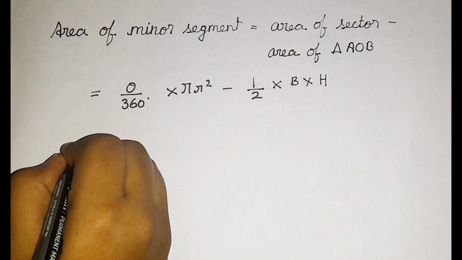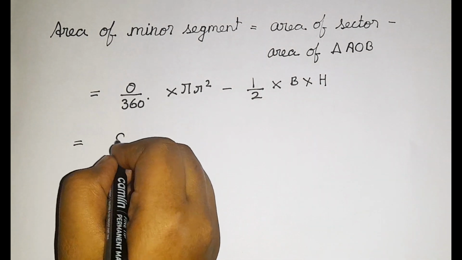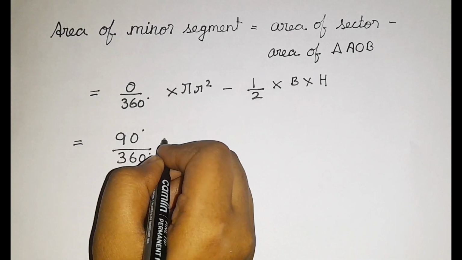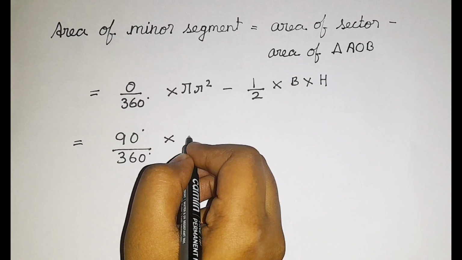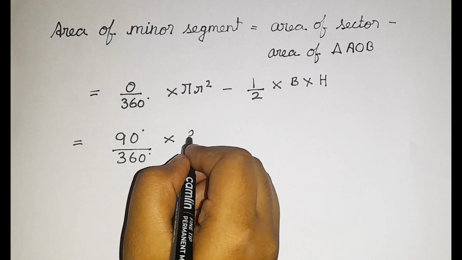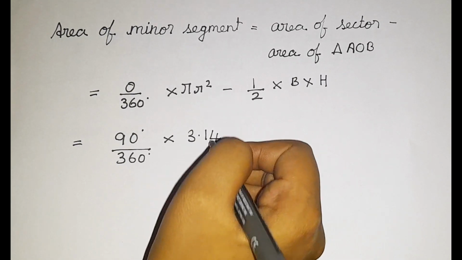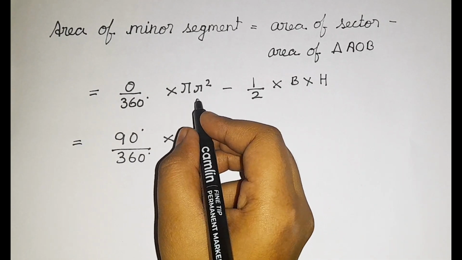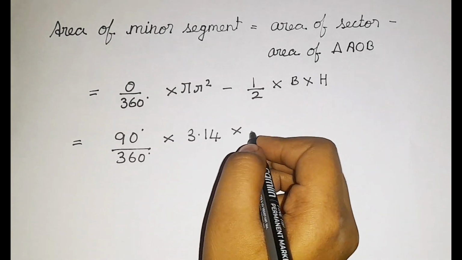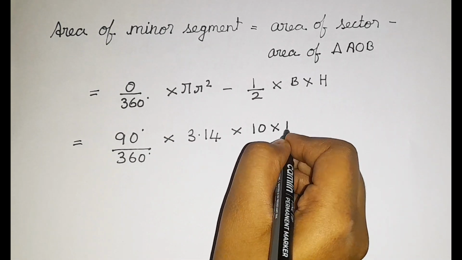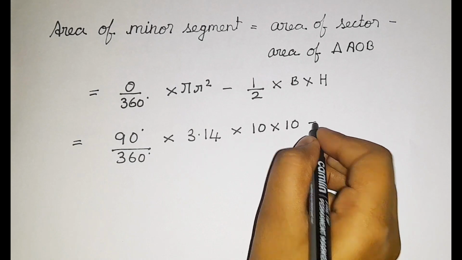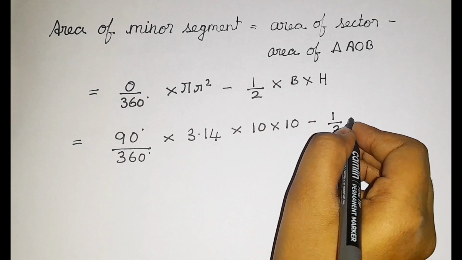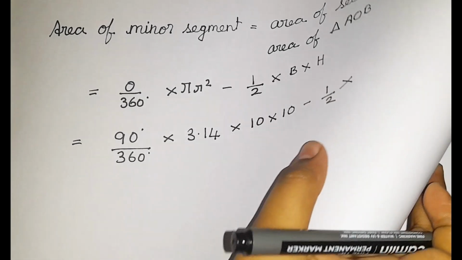Now let us substitute the values. What is theta? Theta is 90 degree divided by 360 degree into pi. What is the pi value? We are supposed to use 3.14, and then into the radius. Here it is r square, and the radius is 10, so let us write 10 into 10. And then minus, let us write this half as it is, into base. What is the base, guys?